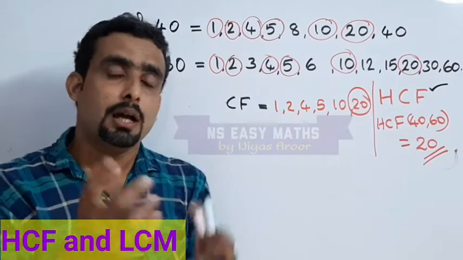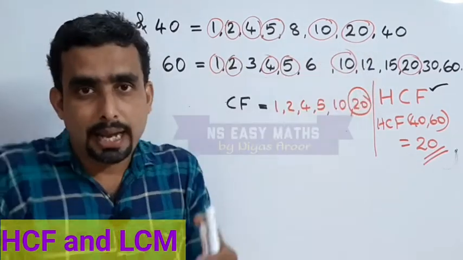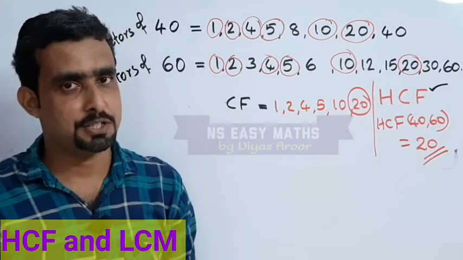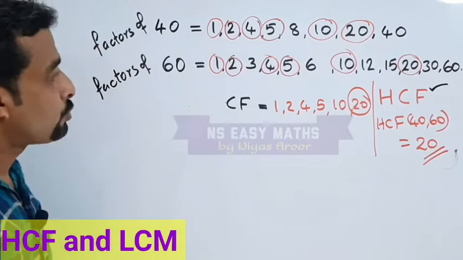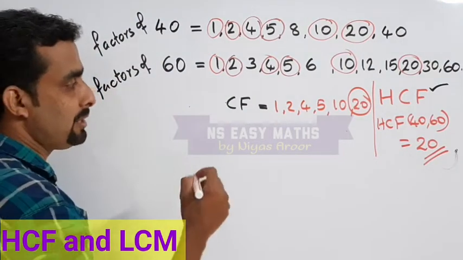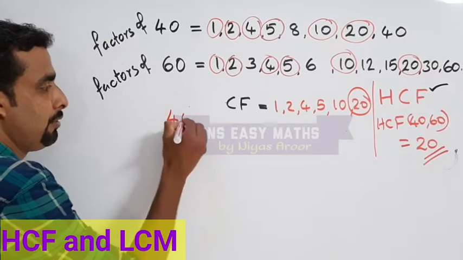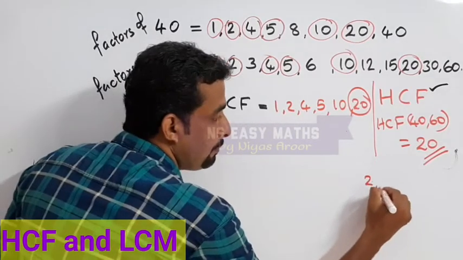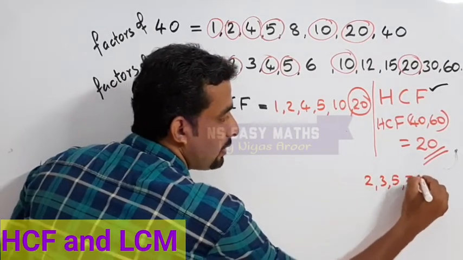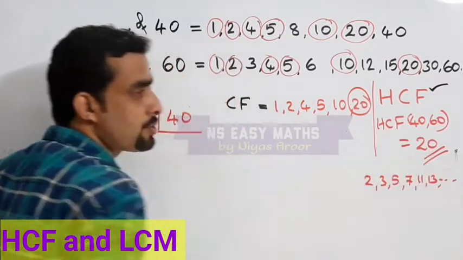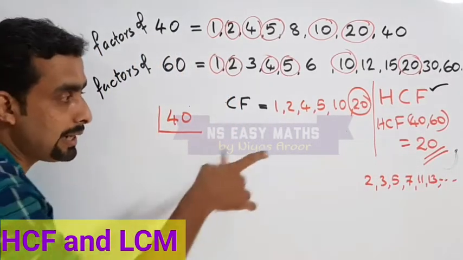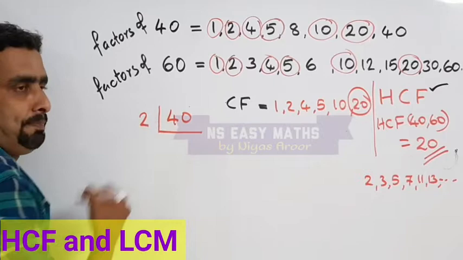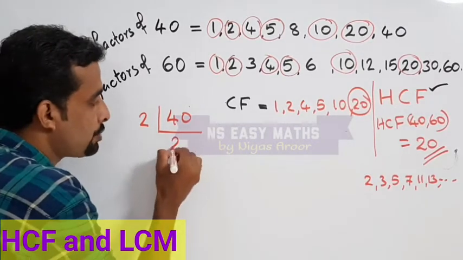Then, without writing all the factors, selecting the common factors and then taking the highest, we can apply prime factorization. So at first we can factorize 40 by using only prime numbers. What are the prime numbers? 2, 3, 5, 7, 11, 13, etc. These types of numbers are called prime numbers. So you can take any number from that and divide this 40. I wrote here 2. By using 2 we can divide 40, and we get the quotient 20.